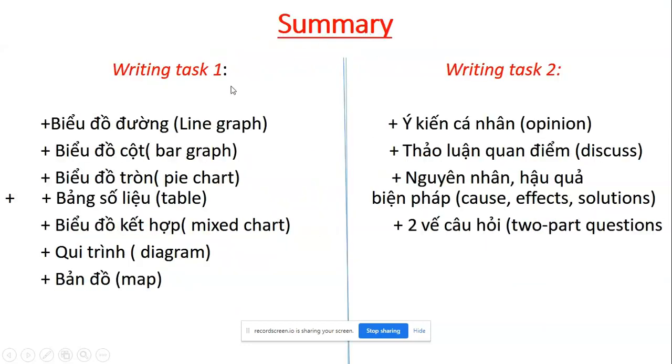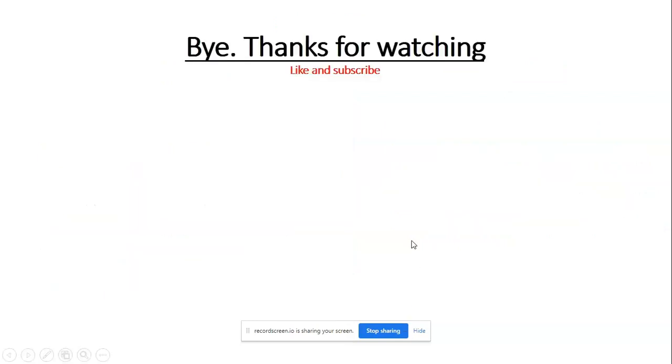A quick summary of the video today. For writing Task 1, we have seven types of graphs, maps and diagrams: line graph, bar graph, pie graph, table, mixed chart, diagram, and maps. Moving on to writing Task 2, we have opinion, discussion, causes, effects and solutions, and two-part questions.